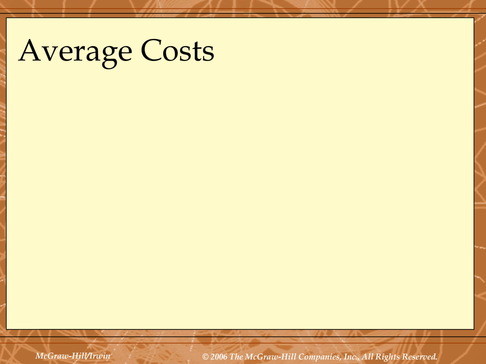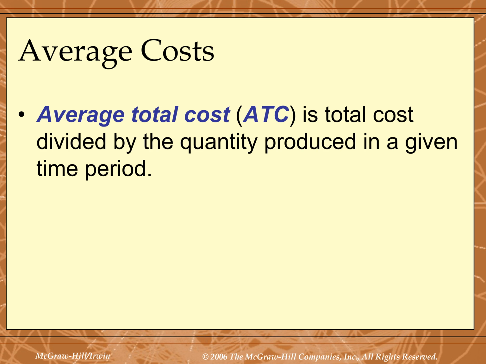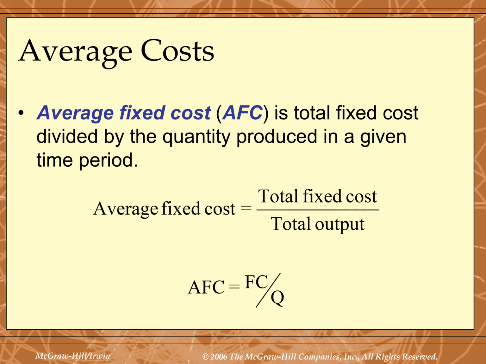Now, let's talk about another set of costs, average costs. These look at how costs change over an entire range of output. Sometimes these are called per unit costs. And this is pretty straightforward. All you're doing is taking your total cost at any rate of output and dividing it by that output. So it's total cost divided by Q. And the same thing goes with average fixed cost. You take your fixed costs and divide it by output.